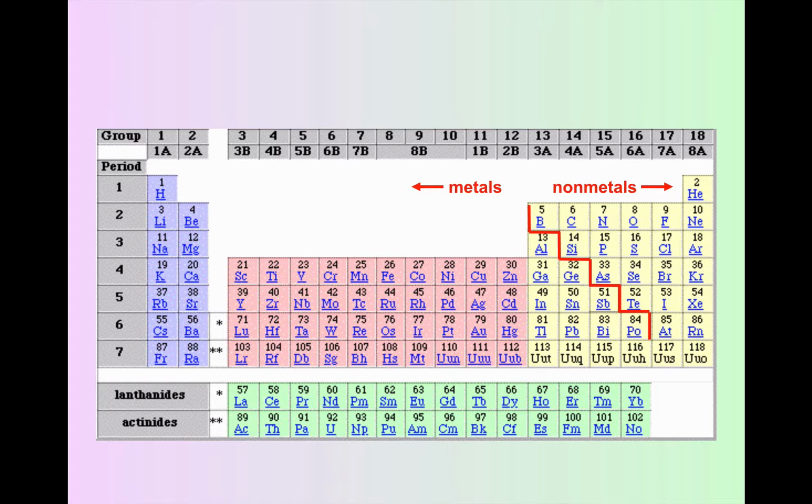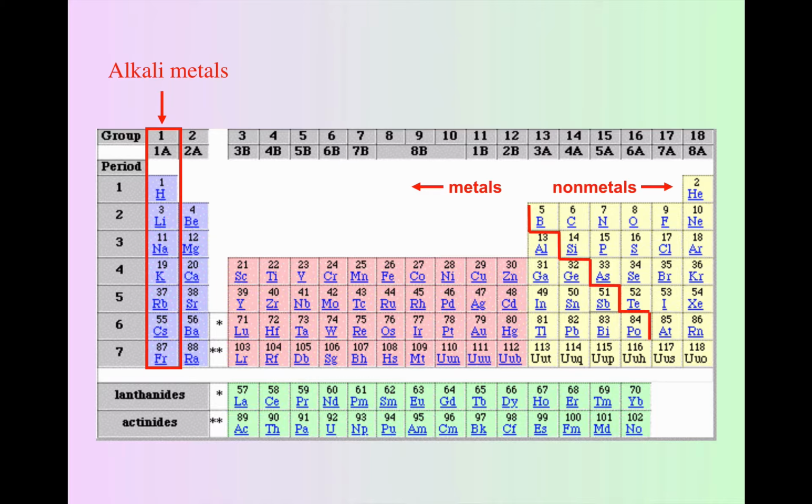So if you go to the right side of the chart, as you go further away from the staircase, you become more and more like this thing called a nonmetal. And if you go further to the left, you become more and more like a metal, until you get all the way over to Group 1A. In Group 1A, these are the most metallic elements, right? You're furthest away from the staircase. So they get a special name. Group 1A elements are called alkali metals, with the exclusion of that one hydrogen there.